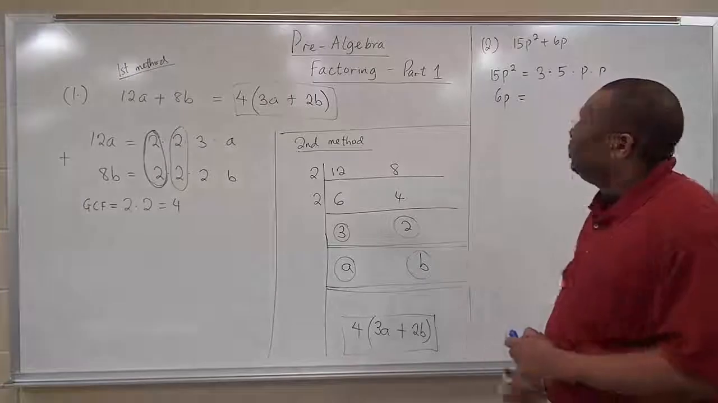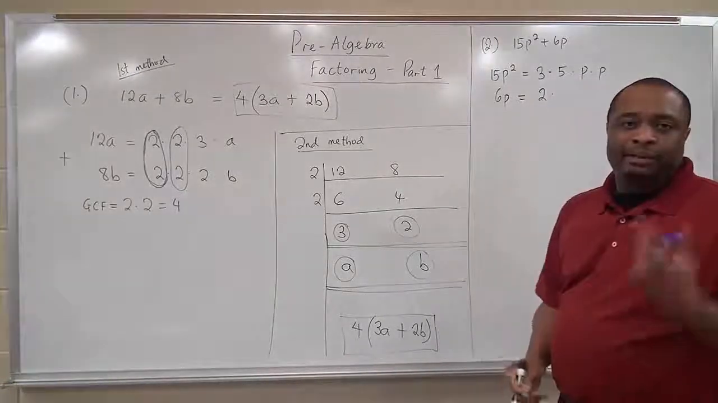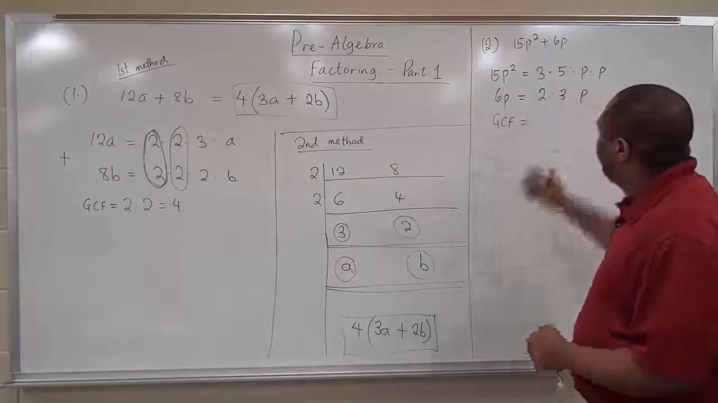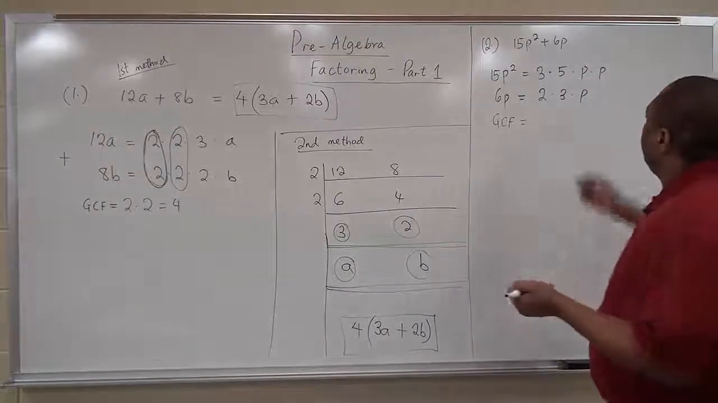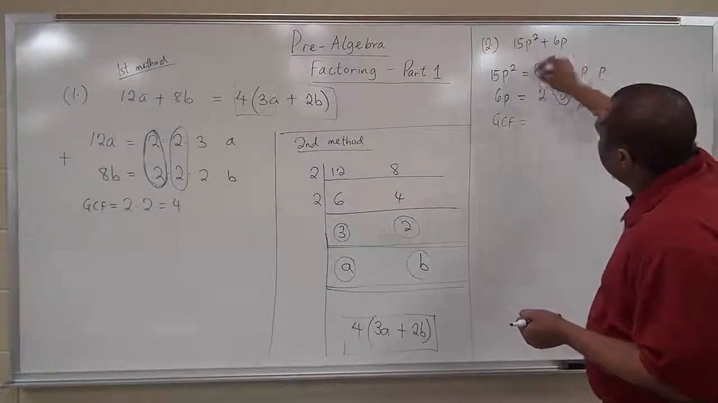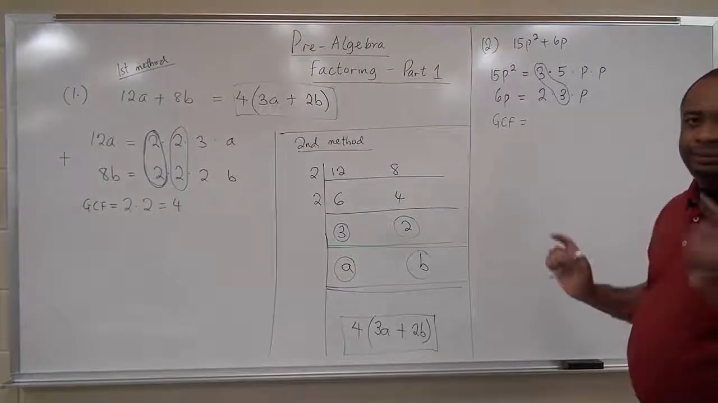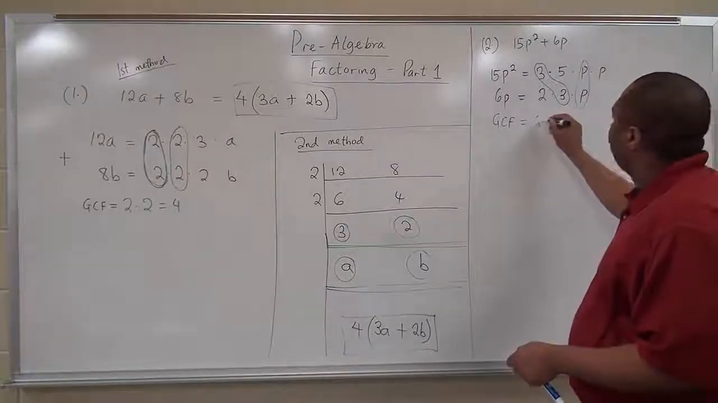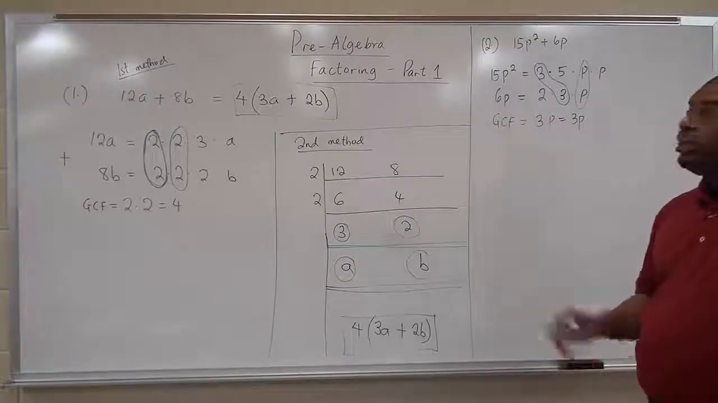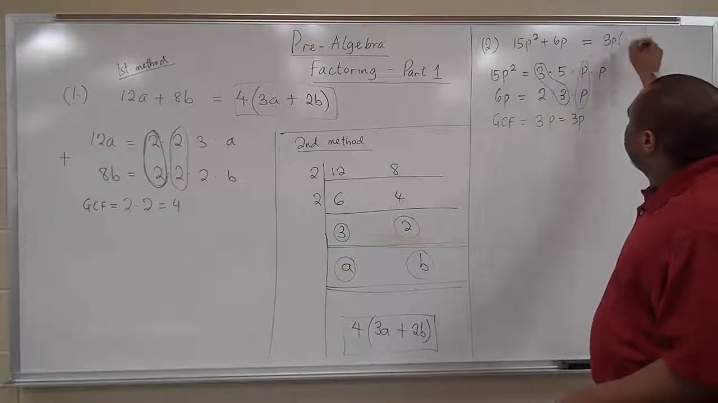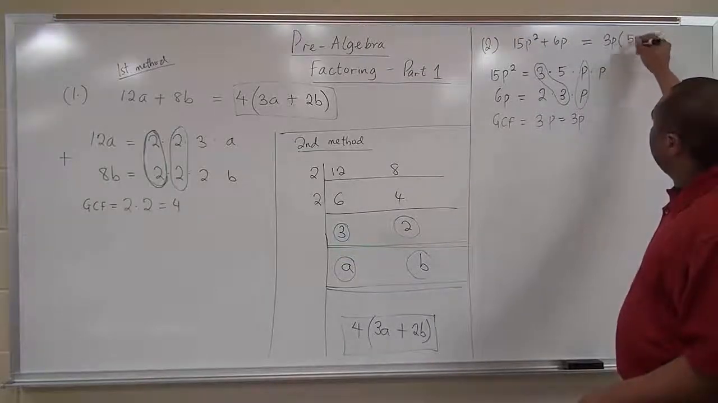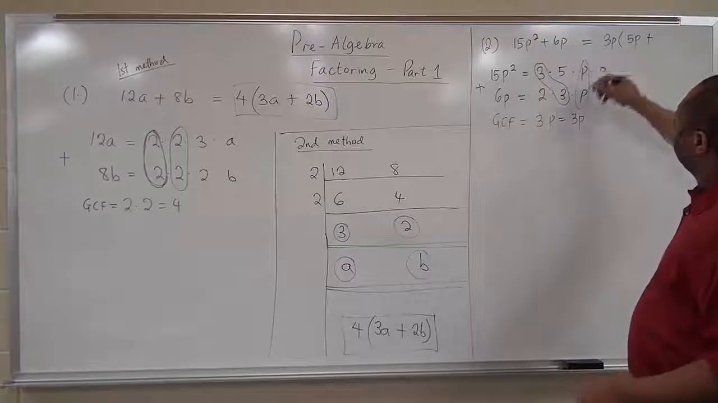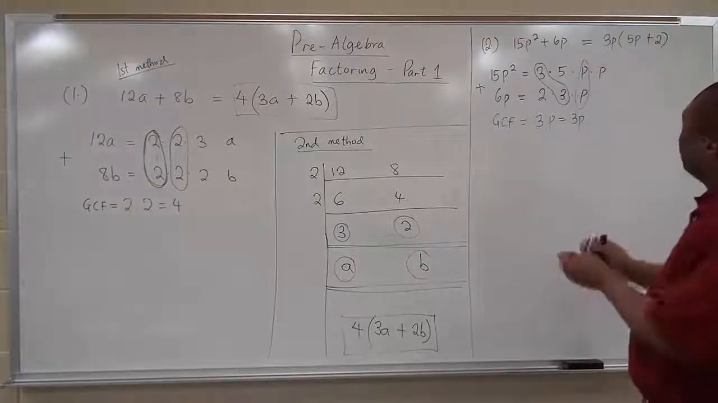Then 6p, you start with 2. 6 divided by 2 is 3, and 3 is prime. Then times p. So the GCF will be whatever is common. We see that 3 and 3 is common, and whatever is common on both, carry one time, and then p and p. So we now have 3 times p, which is 3p. This will be equal to 3p times what is remaining here, 5p, then plus, if you want to put plus here, that is up to you, plus 2. That is it, and this becomes your answer.